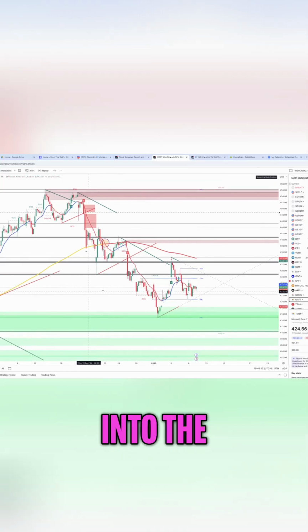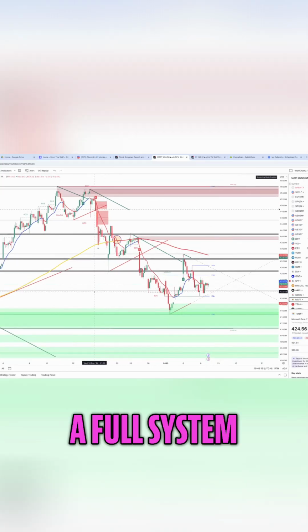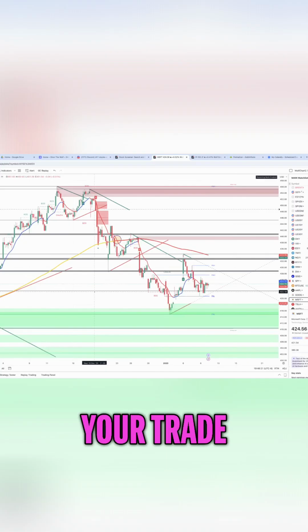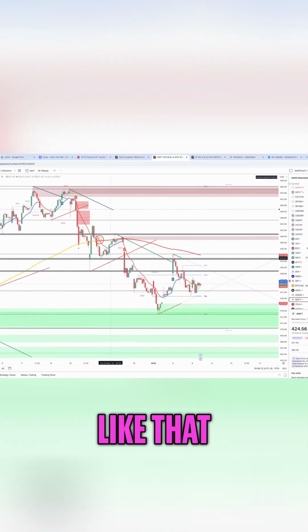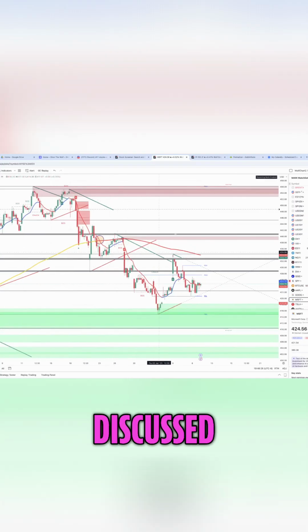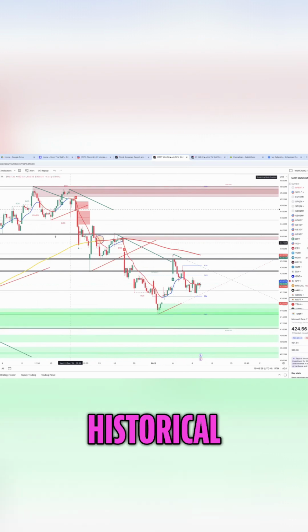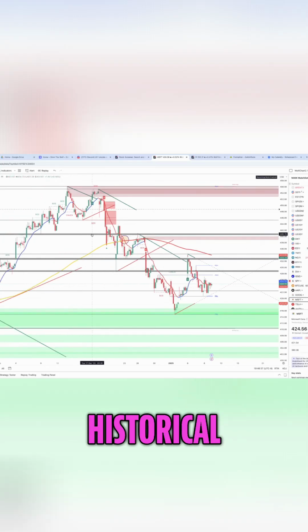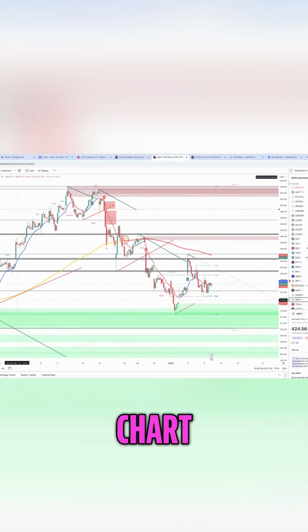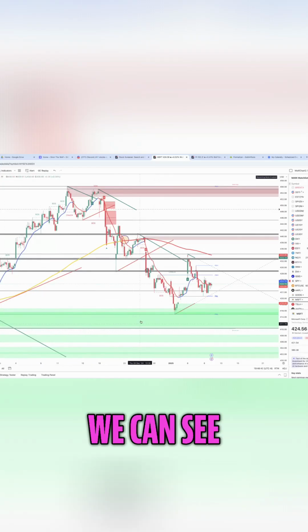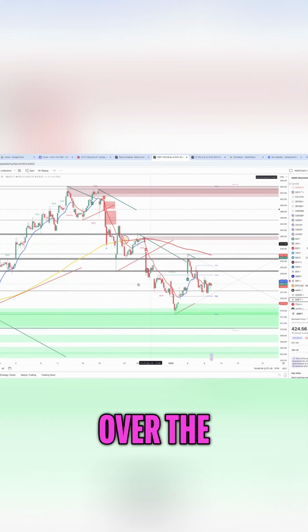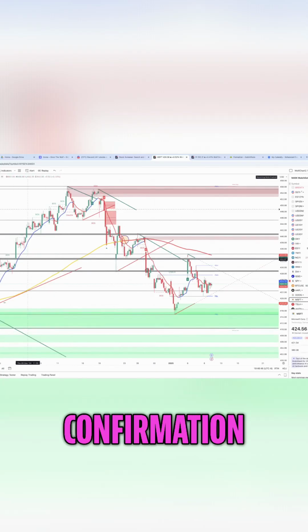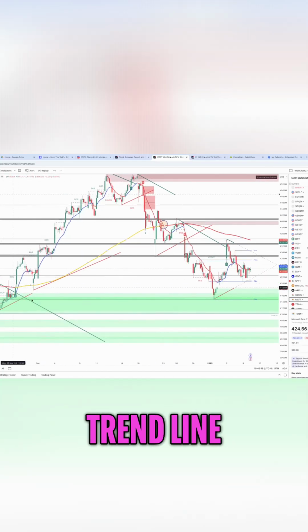All right, so outside of the floating candle, we also have things inside the chart that I upgraded into the chart that can give you a full system on managing your trade and your portfolio and things like that. So far we discussed that we have automated historical support and resistance. A lot of people don't know that these support and resistance lines actually change color as well if you set them up that way. But we have historical support and resistance levels built into the chart that you don't have to chart out. We can see smart money positions all over the chart, and we have a full confirmation system for a breakout with the trend line, right?